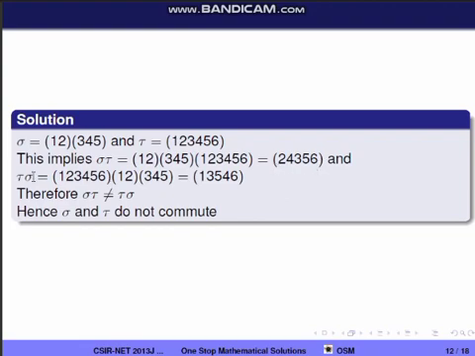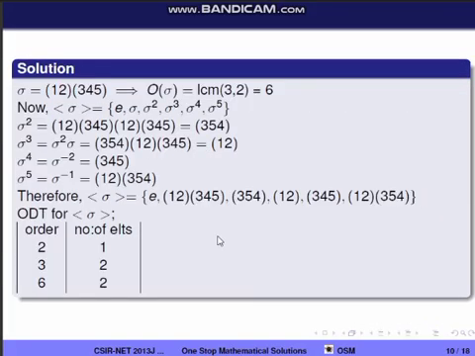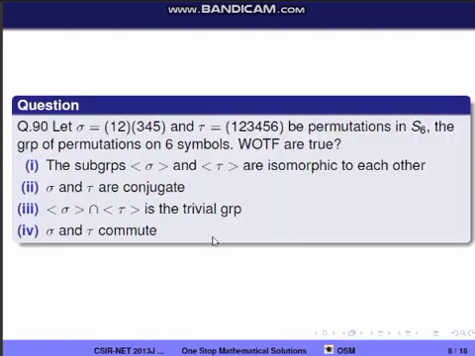So similarly, find it for tau sigma. I have written the value here. So when we check, sigma tau and tau sigma's values are not equal. Therefore, sigma tau is not equal to tau sigma. Therefore, sigma and tau do not commute, because for commuting, the commutative property should be satisfied. So now we will check the correct options. The correct options we got are 1 and 3.